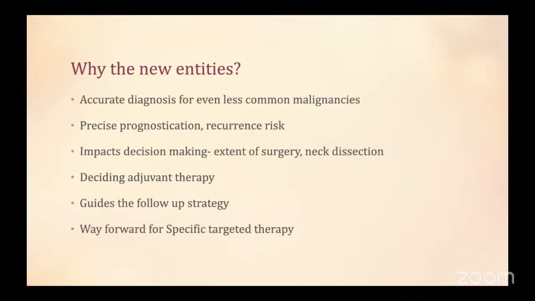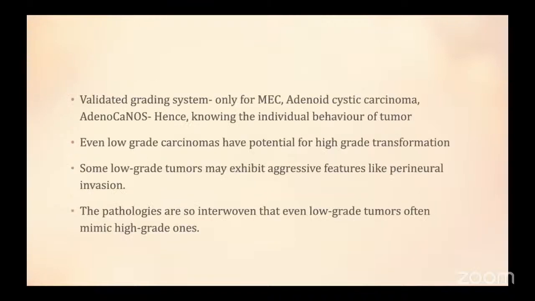So why are we discussing these new entities? Because it is important to diagnose them for precise prognostication, recurrence rate, and risk. It has impact in decision making, extent of surgery, neck dissection. Also, it helps to decide the adjuvant therapy and the follow-up strategy. And these new entities are based on specific molecular targets. So knowing those targets is a way forward.